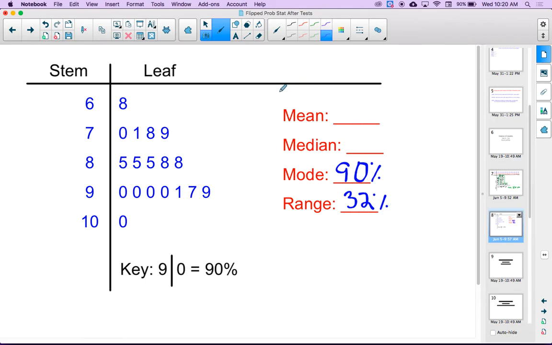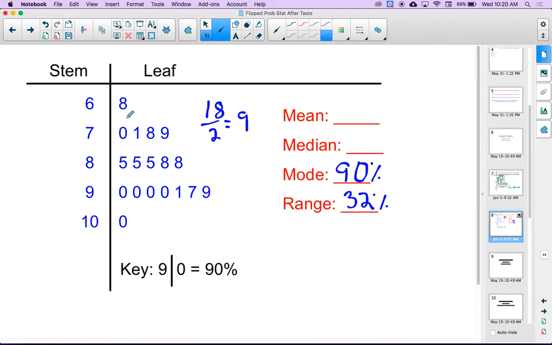Median is pretty easy as well. Remember, I have a trick for median. I count up how many numbers are in the set and divide by 2. So really, we're just going to count up our leaves over here. That's 1, 2, 3, 4, 5, 6, 7, 8, 9, 10, 11, 12, 13, 14, 15, 16, 17, 18. So we have 18 numbers in the set. We divide that by 2, and we get 9. So that's a whole number 9. So that tells us that we will have 2 middle numbers. There will be 9 numbers in the lower half of the set of data and 9 in the upper half.